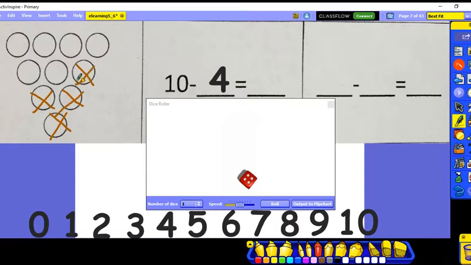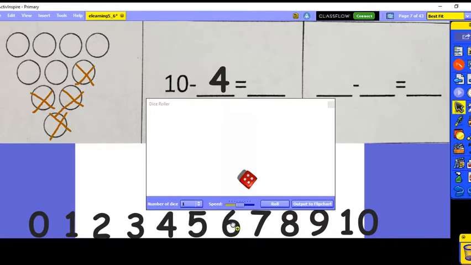And let's see how many we have. Excuse my messy X's. I'm using my mouse pad for a pen. So let's see. 10 minus 4 is 1, 2, 3, 4, 5, 6. We have 6 of our bowling pins left. 10 minus 4 equals 6.